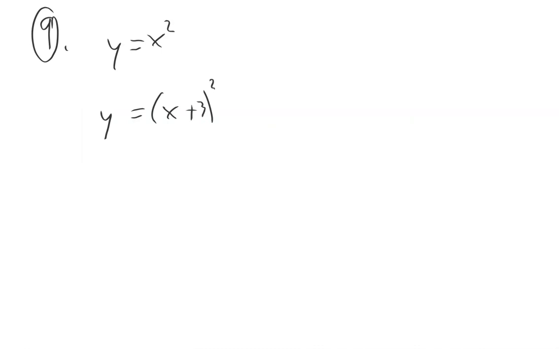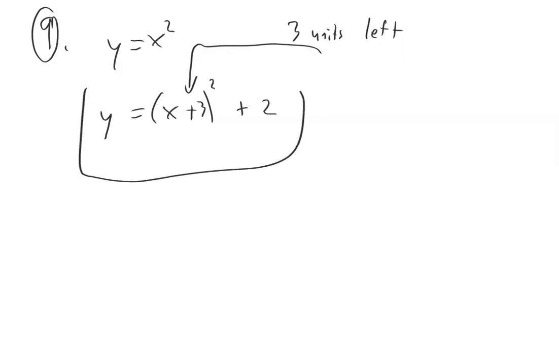And then that moves it 3 units left. Then to move it 2 units upward, we're going to add 2 to the outside of the function. So when you add something to the x value inside the function, it moves it left. When you add something to the outside of a function, it moves it up. So that's going to be the answer to that problem. And then number 10.